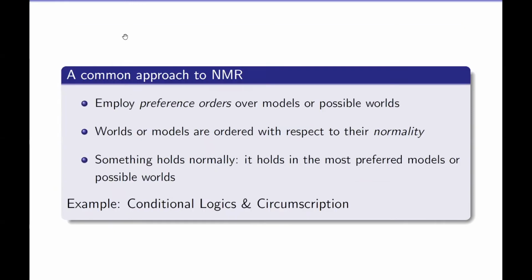So we take a preference-based approach, which is quite common in NMR. Such approaches employ preference orders over models or possible worlds, where worlds or models are ordered with respect to their relative normality. Something holds normally then simply when it holds in the most preferred such models or possible worlds. Conditional logic, circumscription are some of the most prominent examples of such an approach.